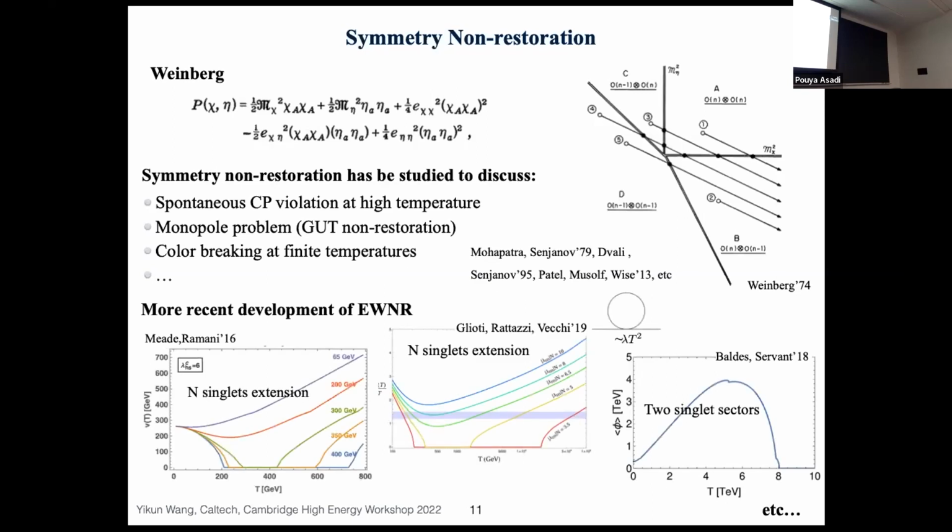So actually recently there's been development in discussing electroweak non-restoration specifically, and the general idea is to couple the Standard Model Higgs with a scalar sector. You need many scalars, you'll see it soon. And here I'm showing you some different works. The approach we're taking today is different from all these references here.